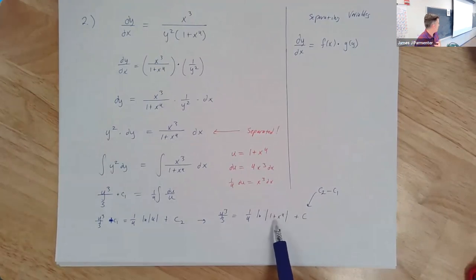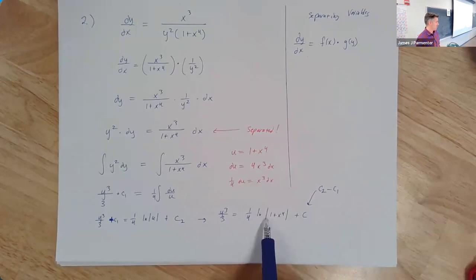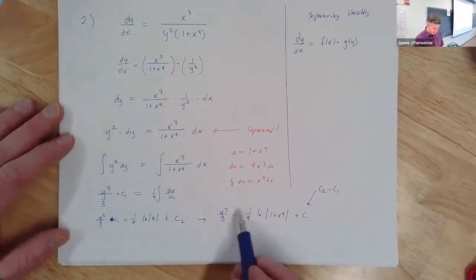1 plus x to the fourth is always positive. Right? X to the fourth, doesn't matter what you put in, positive or negative, it's going to be a positive number. So we don't actually need the absolute value there. We can change those to parentheses. You'll see a lot of solutions manuals do that when they can. You'll be like, why did they go from absolute value to not? It's because the stuff inside was already always positive. And then we're going to solve for y.